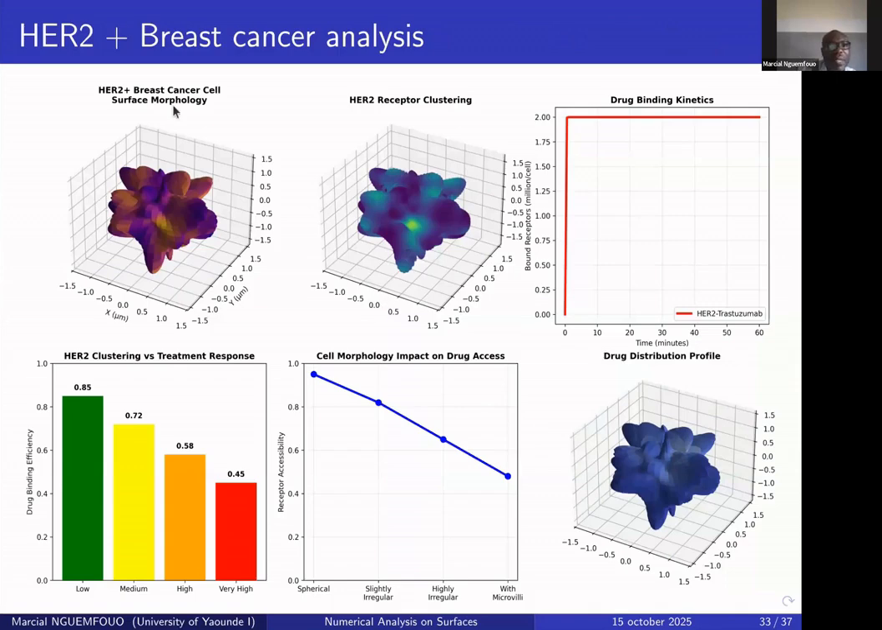This is just an example. Here is an example of HER2-positive breast cancer cell surface morphology. This is an example of receptor clustering. This is just a drug binding, but the result is not yet smart. I'm still working on it. I took just this example to show that it is possible. And here we have a drug distribution profile.